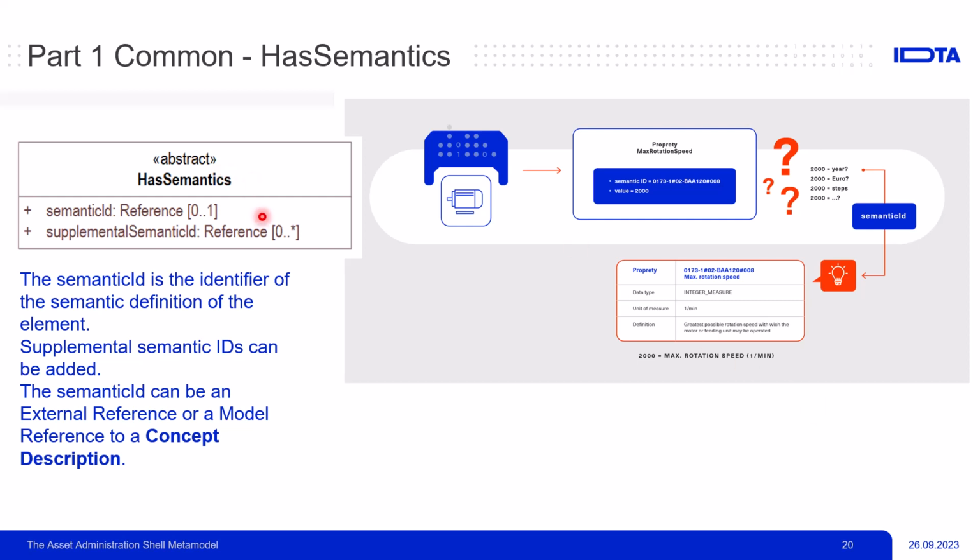Exactly, semantics. Also from part one, one of the most important concepts is the concept of semantics. Has semantics, the semantic ID of elements within a submodel or of the submodel itself. Here you find an example, and you see there is a value 2000, and you don't know what this means. It might be the year 2000, 2000 euro, steps, whatever. This is why you need a semantic, and this is the unique identifier of the semantic. It's typically pointing to a dictionary. In this case, it's from E-class, and here you find the identifier again, and here you find the semantic descriptions, and then you know, it's the maximum rotation speed measured in rotations per minute.